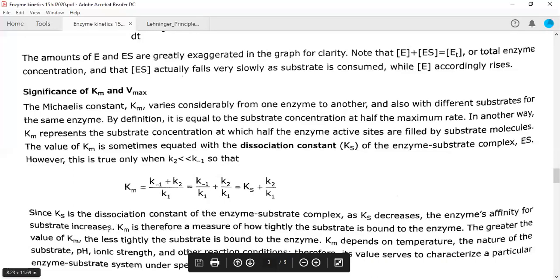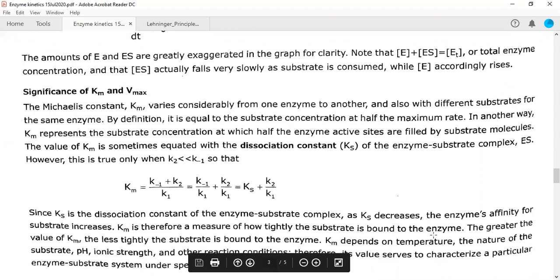So what is the significance of Km? Km is the measure of how tightly the substrate is able to bind to its enzyme. It shows the affinity, the tightness of the binding of enzyme and substrate. If it is less, the affinity is more. If it is high, the affinity is less. So it is an inverse relationship, because it is directly proportional to the dissociation constant. The greater the value of Km, the less tightly the substrate will bind to the enzyme.